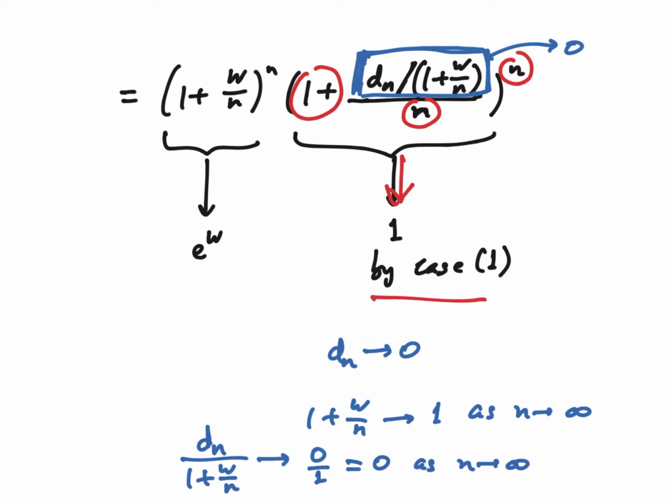That's exactly what we just proved in the first case of this proof. So the limit of the entire expression is e to the w times 1, in other words, e to the w. And that's exactly what we wanted. Okay, good. So how's that relevant to us?